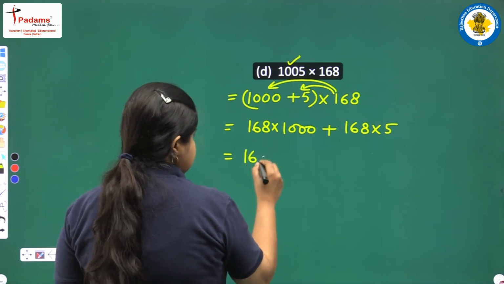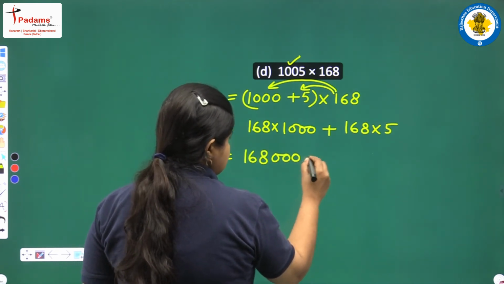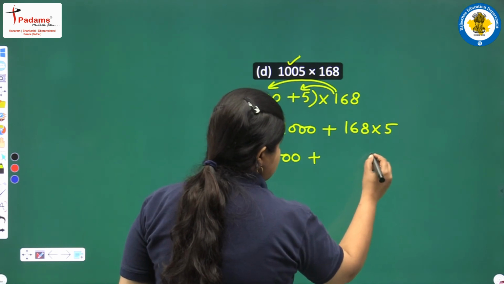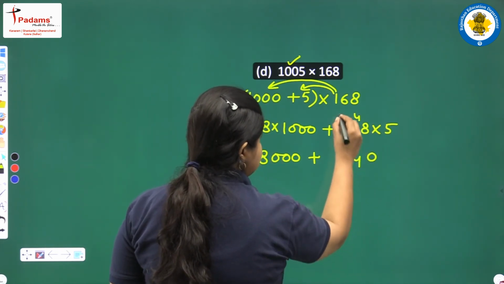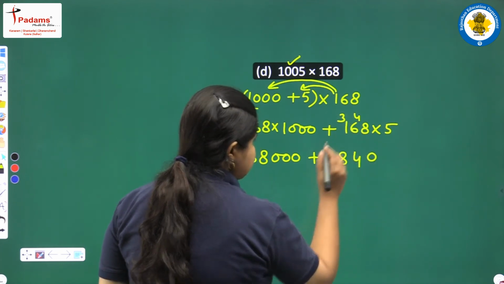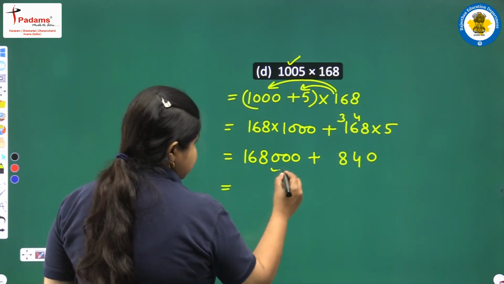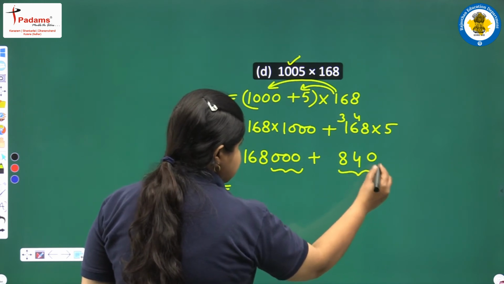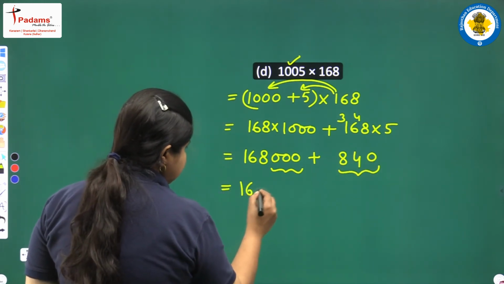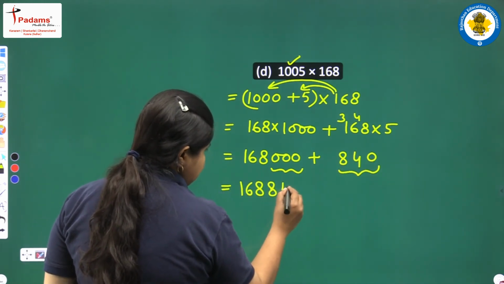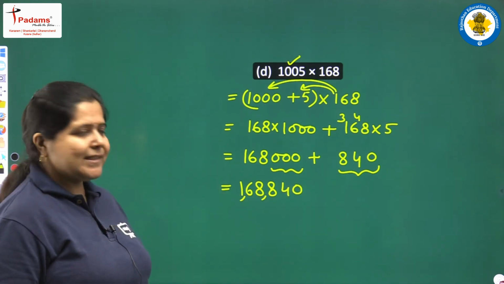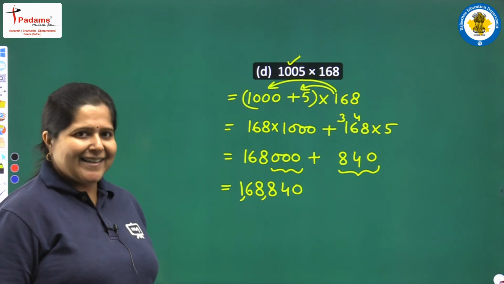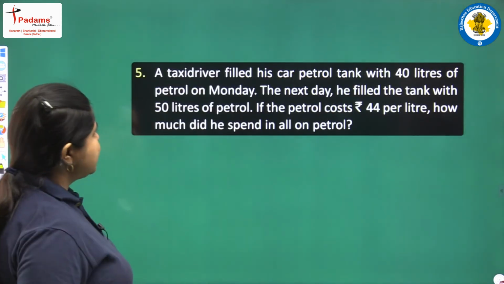So we get 168 and 3 zeros. Multiply these two. 5 8s are 40, 4 carried. 30 and 4, it's 34. And 5 1s are 5 and 3, it's 840. We have 3 zeros at the end, and this is again a 3-digit number. So we can directly write it as 1,68,840.